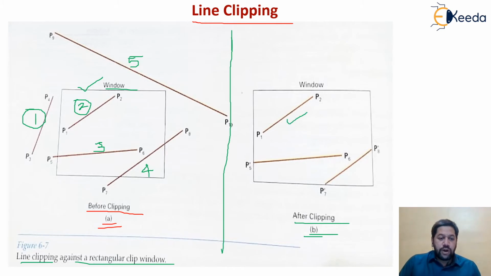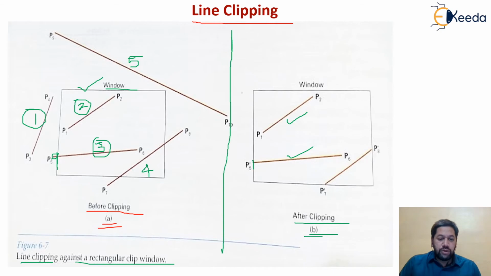What about line number 3? This is not totally invisible or totally visible, but partial. Why is it partial? Some part of the line is inside and some part is outside, and this part we have to clip. This is where I find the intersection point, and the outside part is removed. There is a very small part which is outside, and this particular part is removed now.